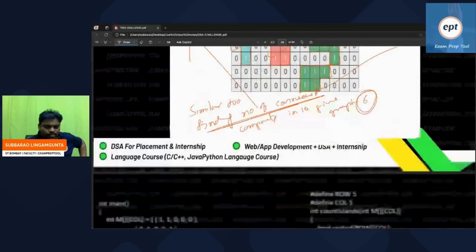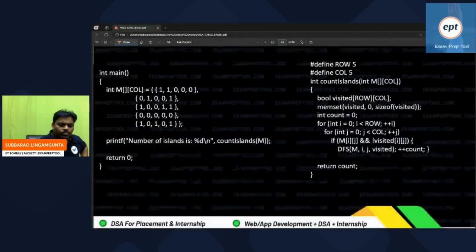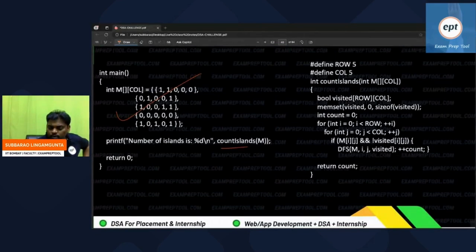So I have written some small code also. See this one. One matrix I took, and I called count islands. When you call the function count islands by sending the matrix, what it will do is scan every row, every column.